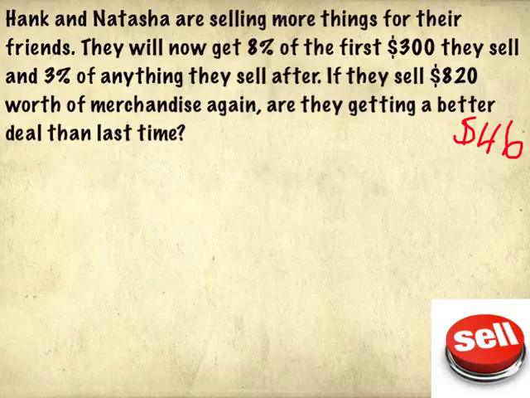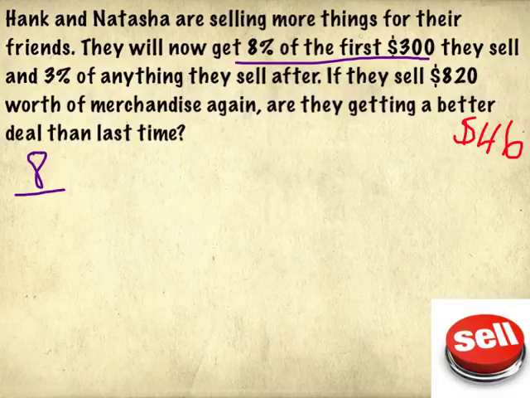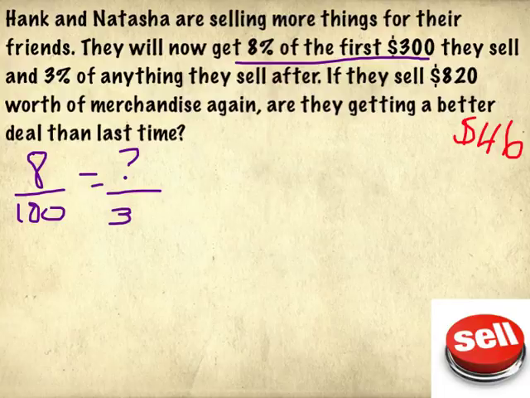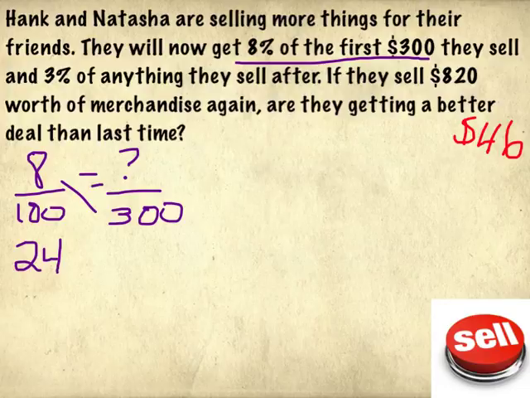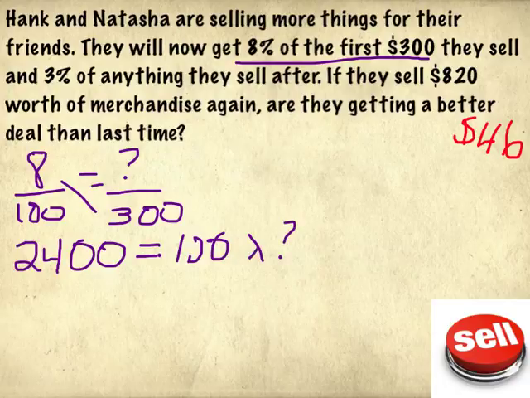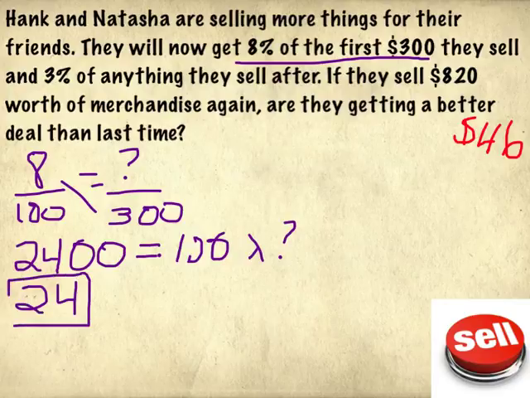So the first thing I'm going to do is I'm going to switch colors, and then I'm going to figure out what 8% of that first $300 would be. So that's going to be 8 out of 100 equals question mark out of 300. Doing my cross multiplication, 8 times 3 is 24, and I keep the 2 zeros. And that equals 100 times question mark. Fact families, so to get the question mark, I go 2,400 divided by 100, and I get 24. So on that first $300, they're going to make $24 for themselves.